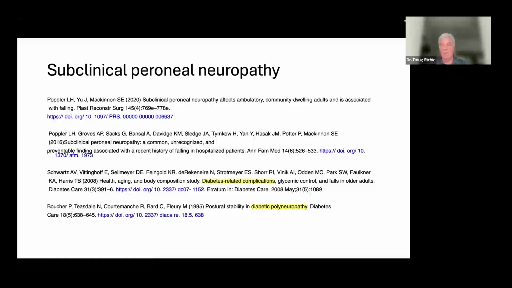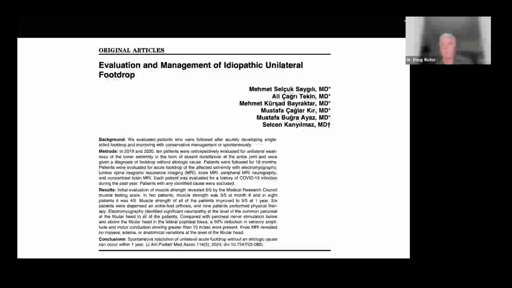We also see peroneal neuropathy associated with diabetes. Keep in mind, diabetes can cause mononeuropathy. And in almost all these cases, it sets up a syndrome which we call subclinical peroneal neuropathy. These are patients walking into your office who have subtle foot drop and they've never been diagnosed.